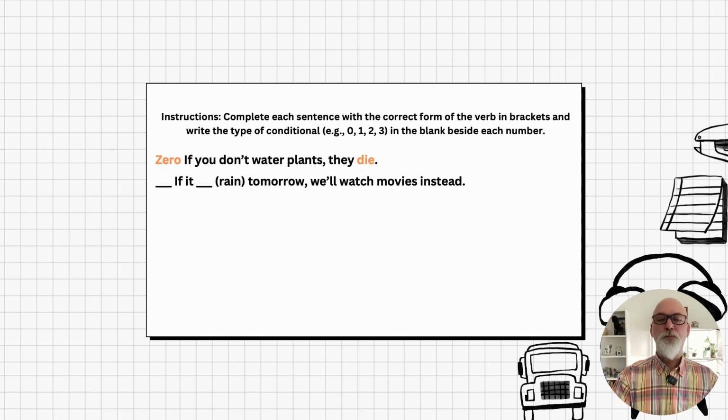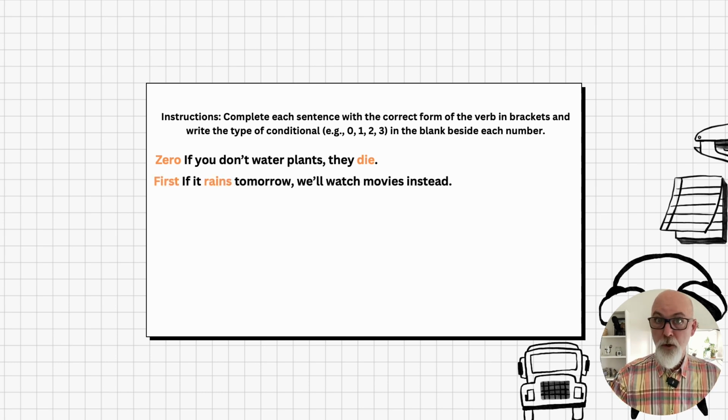Number 2. If it rains tomorrow, we will watch movies instead. Okay, that second part has the future tense. So is that first conditional? First conditional is present tense in the if clause. If it rains tomorrow, we'll watch movies instead. First conditional.